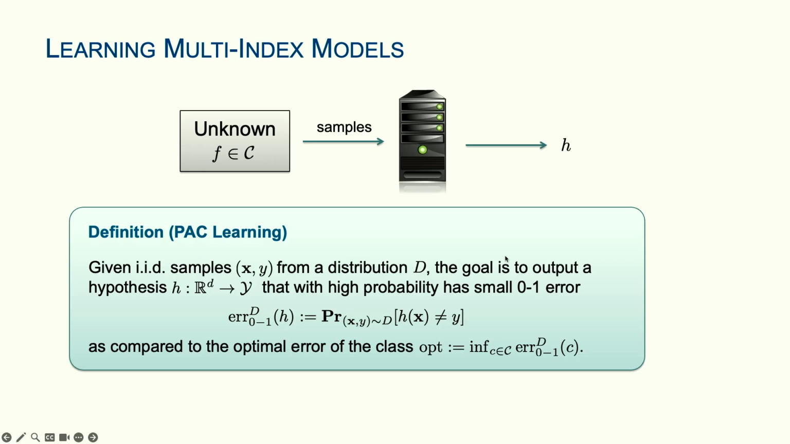I'm not assuming realizability, so the labels that I'm observing are not necessarily from a model in the class. So there is some minimum loss you can achieve, which we call opt. We want an algorithm that gives us something that's competitive with opt, as good as possible. Again, the goal is to just do PAC learning, so find a hypothesis that gives you small loss, as opposed to identifying the parameters, the hidden subspace. These are related but not equivalent. Now, a big assumption for the talk is that the distribution on X, the marginal on X, is going to be Gaussian.